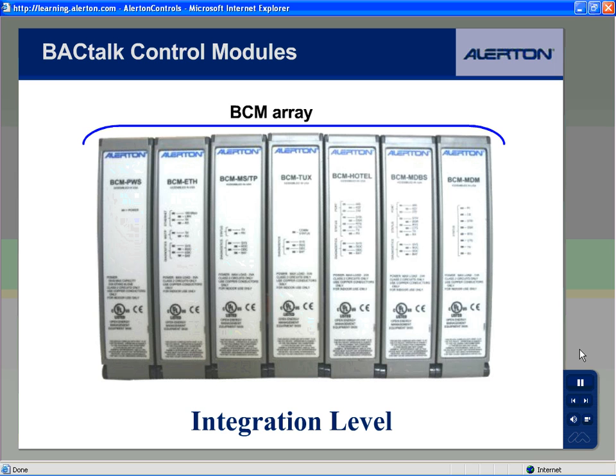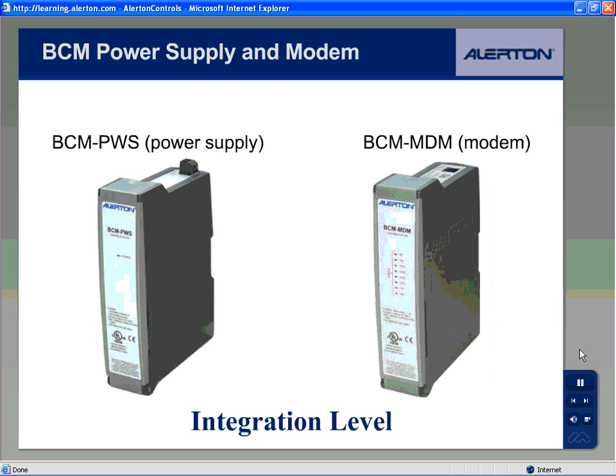Counting the required power supply module, you can connect up to 8 BCMs in an array. Your primary resource for installing and operating BCMs is the BACtalk Control Modules Installation and Operations Guide, part number LTBT-TM BCM IOG. The power supply, BCM PWS, is the base model for a BCM array.